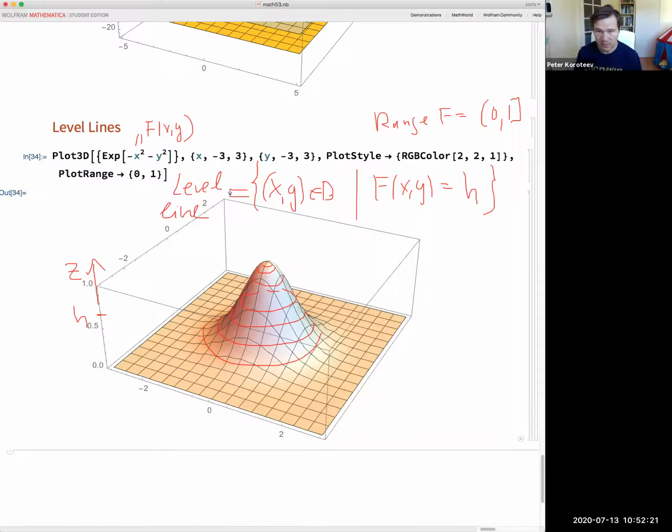So we'll look at all possible values of x, y which live in the domain. Well, in this particular example, the domain is the entire plane, all values of x and y.